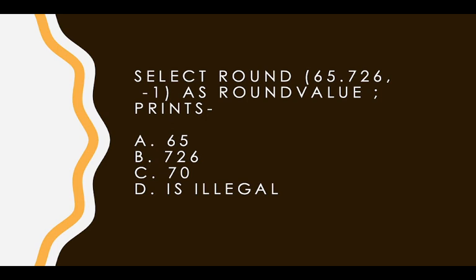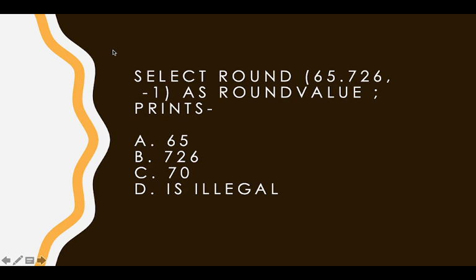So first let us talk about the round function that we have in SQL. The round function in SQL rounds the given number to a specified number of decimal places. Basically our round function has three parameters. First is your number, the number that is going to be rounded. Then your second parameter is the decimals, the number of decimal places you want to round the number to.